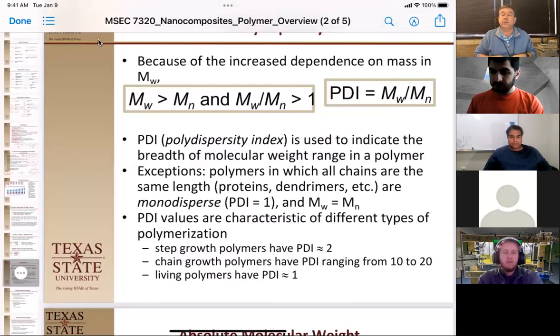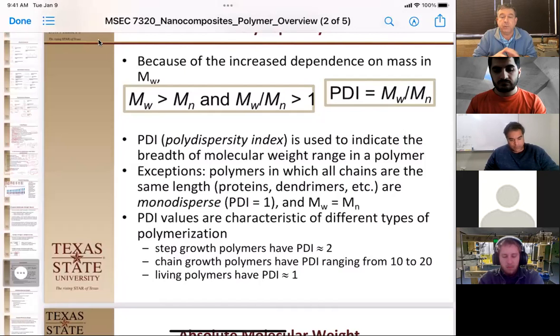In fact, perfect things like proteins or starches tend to have only one molecular weight, and we call that monodisperse, meaning M sub W and M sub N are exactly the same because you don't have any variations. The protein is exactly 750,000 Daltons, and that's the only thing you see. So polydispersity tells us basically how many different chain lengths we have in our system.